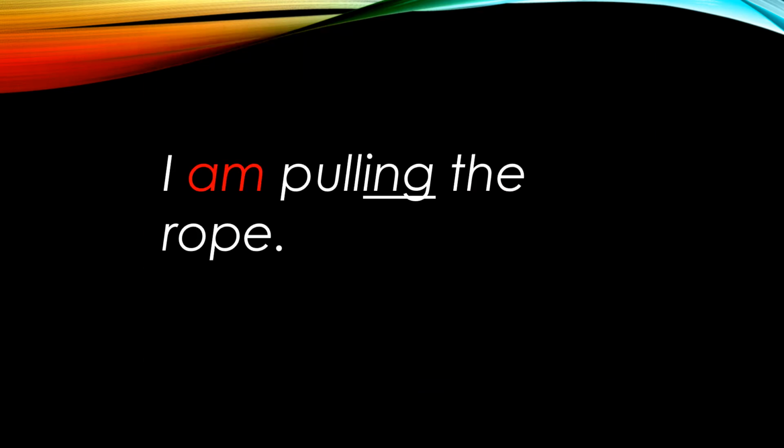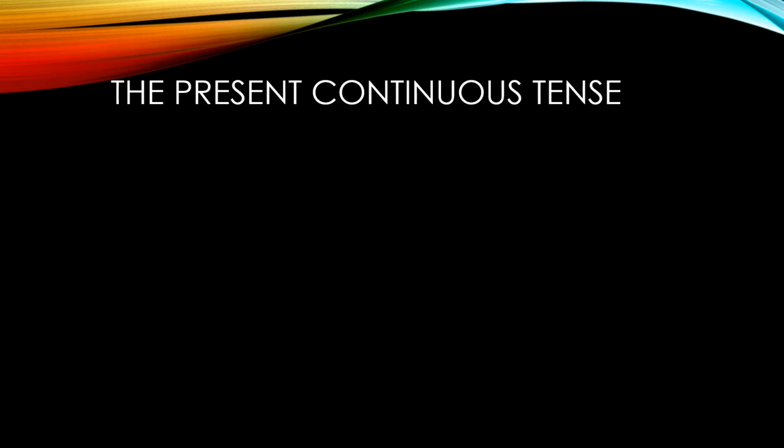Okay, now let's look at this sentence carefully. This is a sentence that was said by the lecturer in the previous listening. She said, I am pulling the rope. Let's look carefully at the word am and at the ing that is added to the verb pull. What we saw in this sentence, I am pulling the rope, is what we call the present continuous tense.